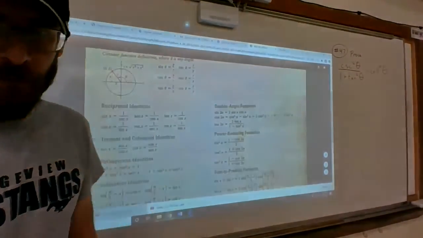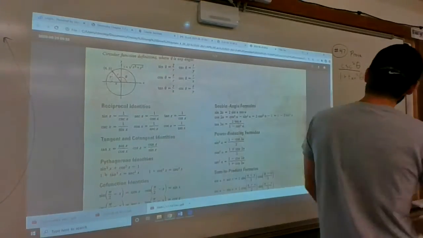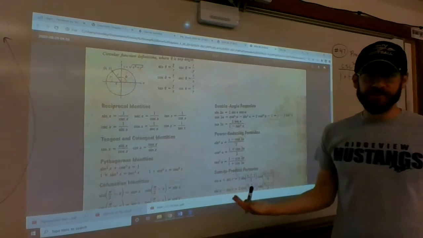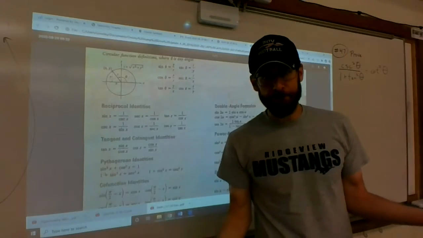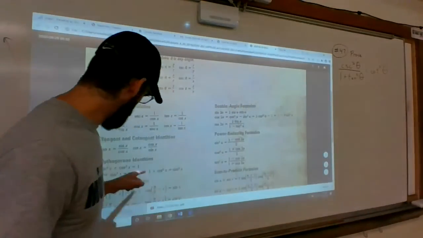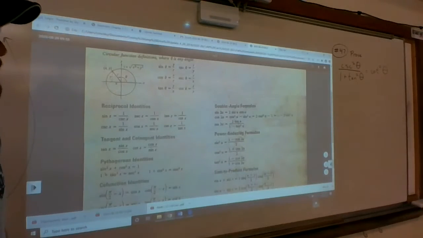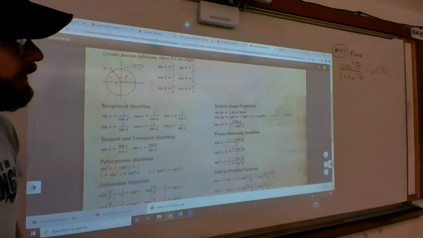So we got another one, number 47. You got cosecant squared theta over 1 plus tan squared theta. I mean, we're staring at another one with identities written all over it. We're trying to set it equal to cotangent squared of theta.